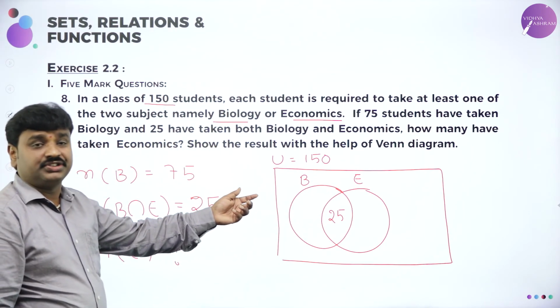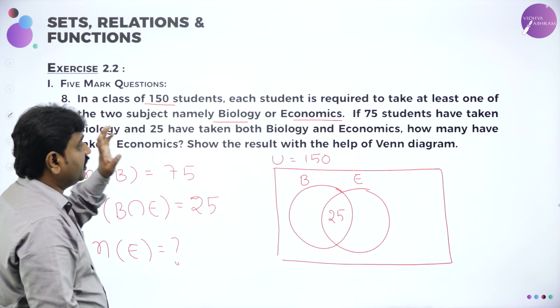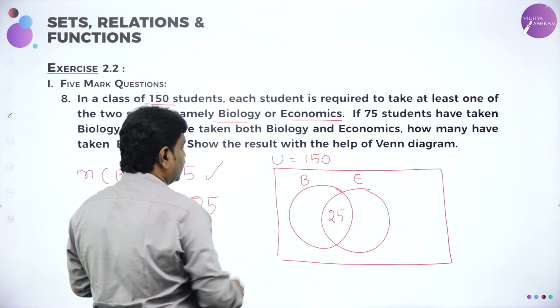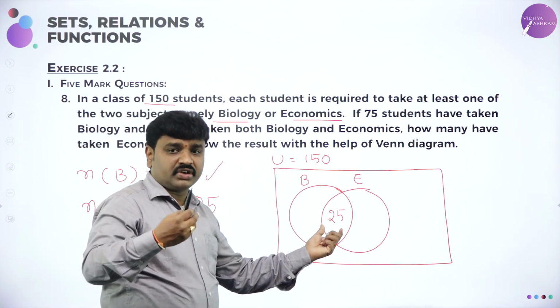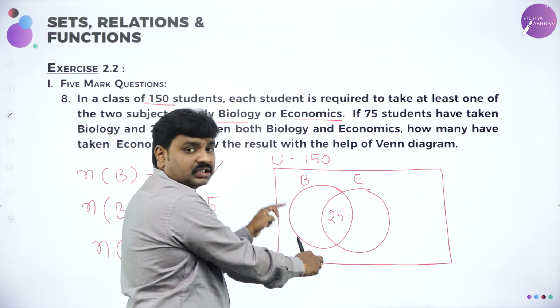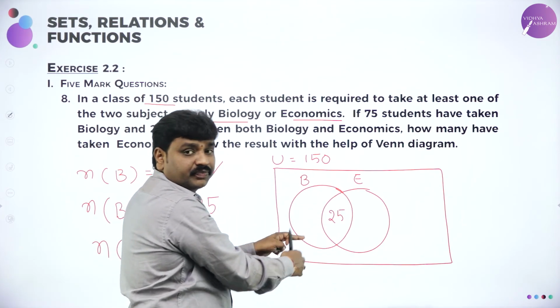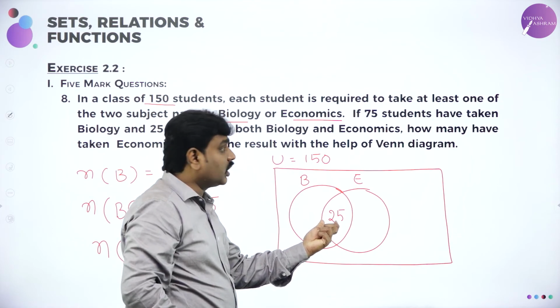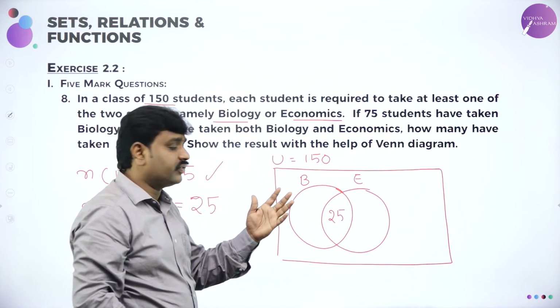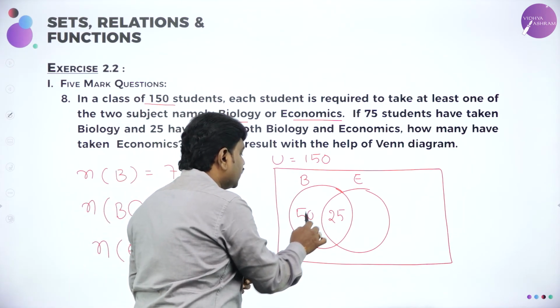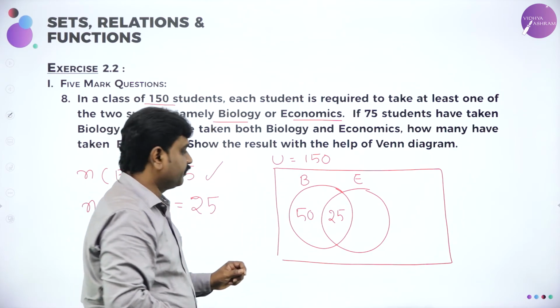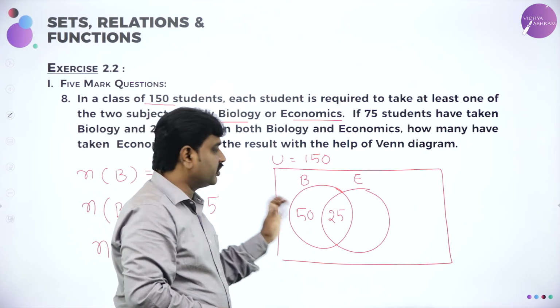And biology they give 75. Out of 75, 25 you already filled. This is the biology ring, the set of students who took biology. Out of 75 you filled 25. Remaining 50 here. Again, we don't take 75 minus 25, so it is 75 minus 25 is 50, directly filled.